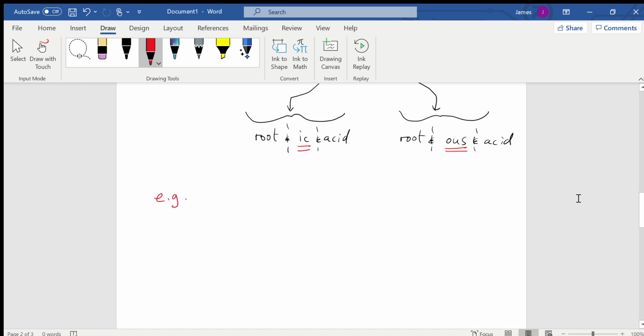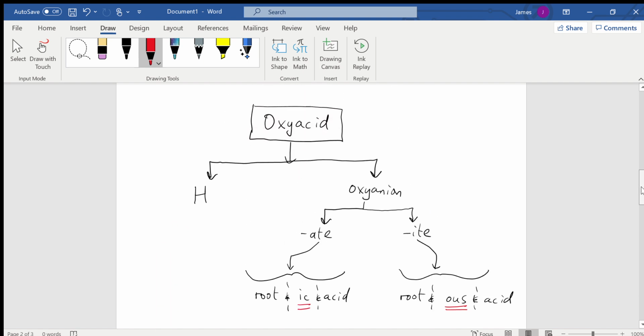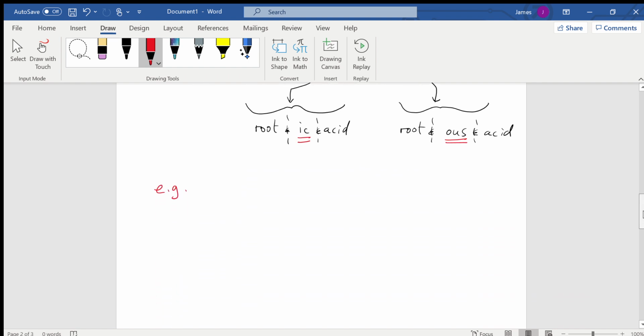Before we do, if anyone wants to pause the video, I'll at least have the whole thing. So oxyacid, H, oxyanion, typically ate or ite, root-ic acid, root-ous acid. Okay, so let's have a look at an example.